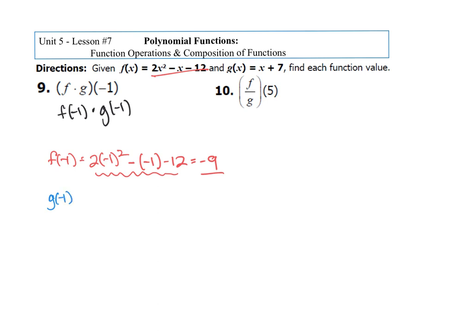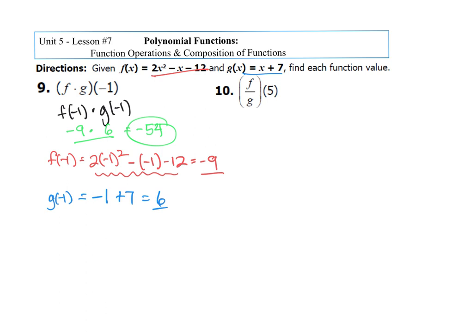And then I'm going to do g of negative 1. So I'm plugging negative 1 into x for the g function. So that's a little simple. It's just negative 1 plus 7, and that equals 6. So we are supposed to do f of negative 1, which is negative 9, and multiply it to g of negative 1, which is 6. So negative 9 times 6 is equal to negative 54. And that one's finished.